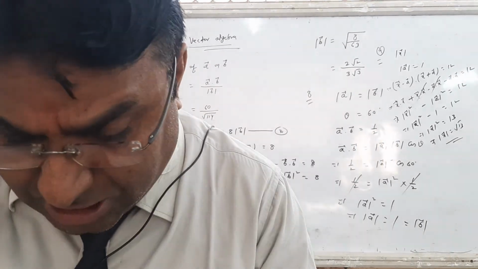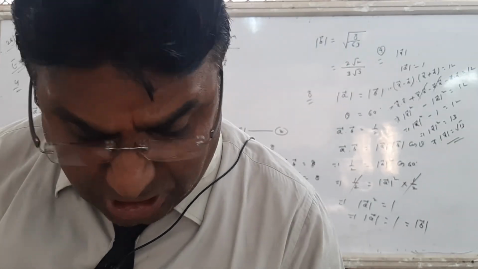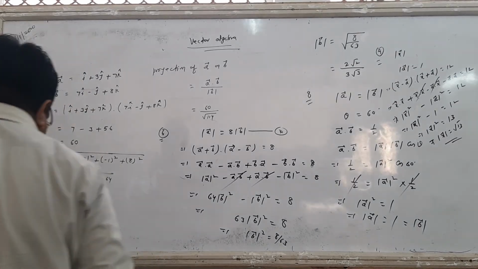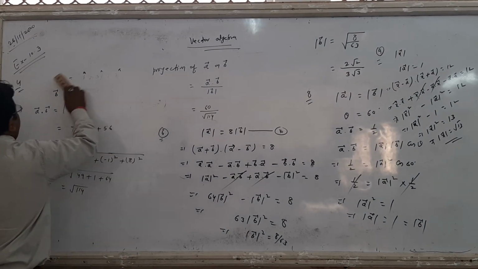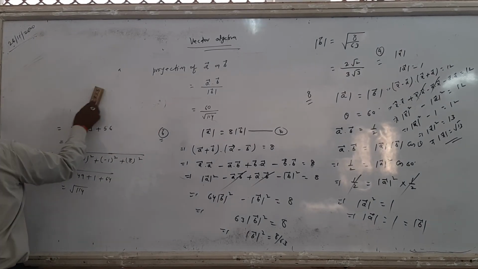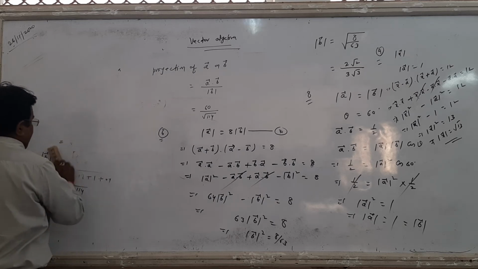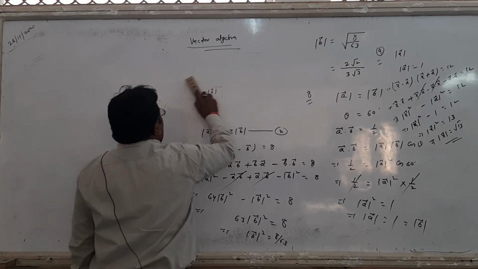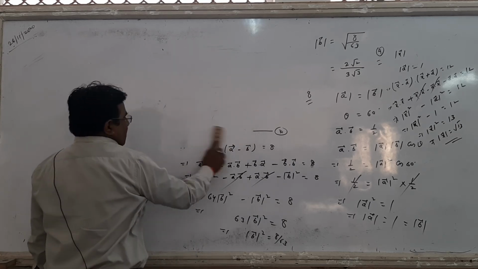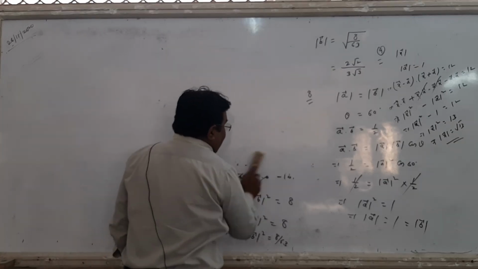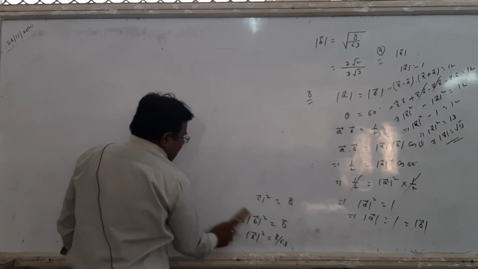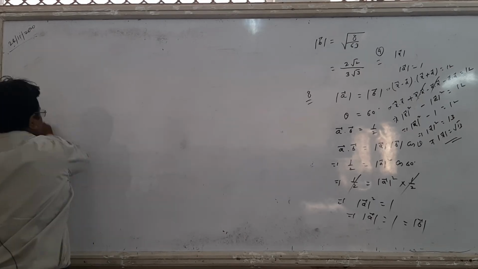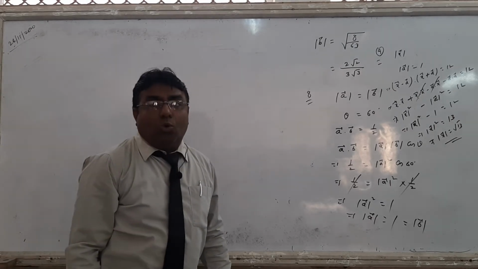Now question number 10: vector a is given, vector b is given, vector c is given, such that a plus lambda b is perpendicular to vector c, and find the value of lambda. You know, students, this question uses the same formula, the condition for two vectors to be perpendicular. Two vectors are perpendicular means a dot b equals 0, and two vectors are parallel means a equals lambda b. That is the condition for two vectors to be parallel, that is, collinear.